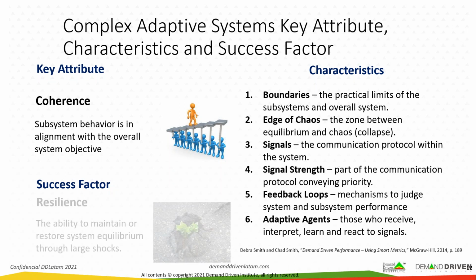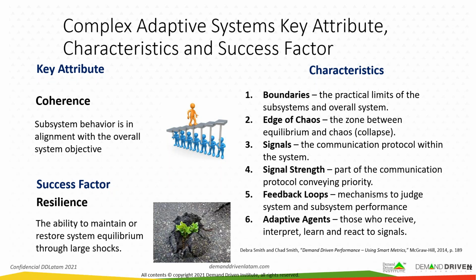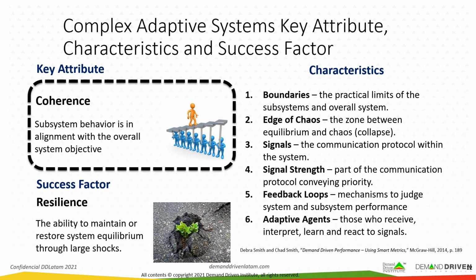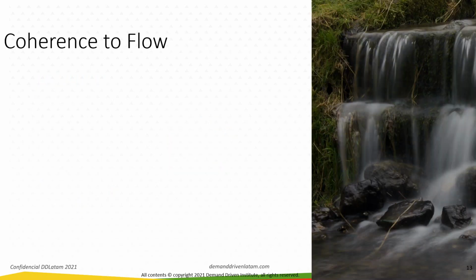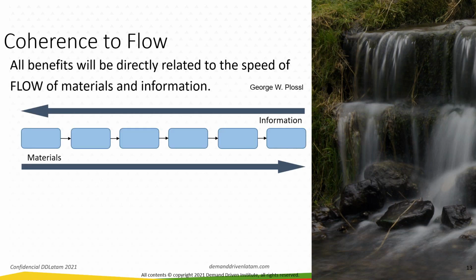So what's the success factor? It gets right back to resilience. We want our system, our supply chain, our company, to have that ability to maintain or restore equilibrium through a big shock. So coherence, let's go back to that. Coherence on what? I would submit to you that our coherence has to be focused on flow. It's all about flow.